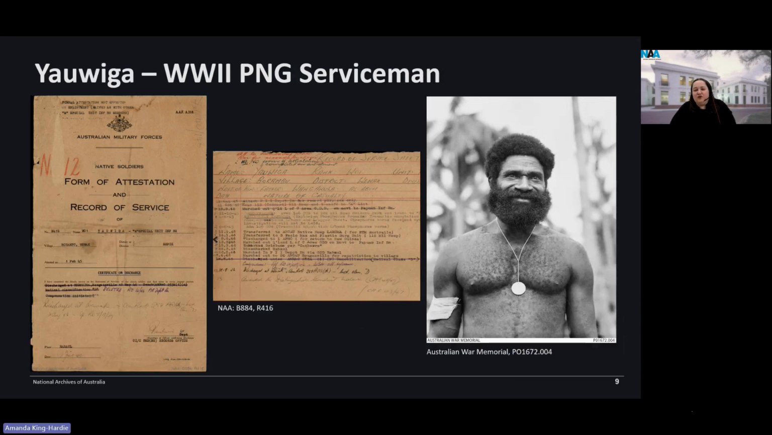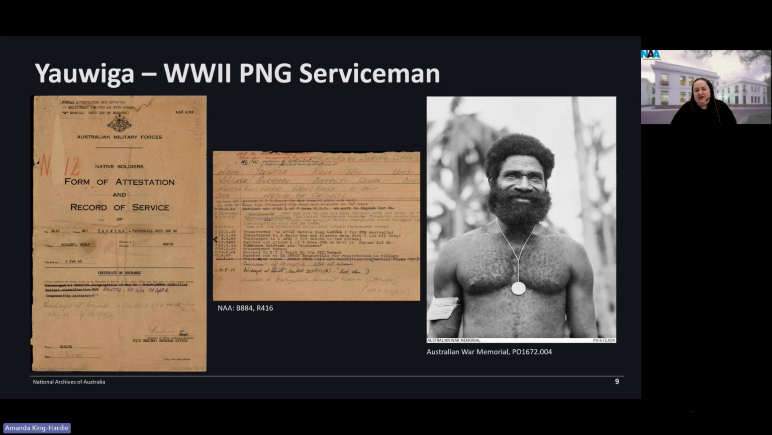The second person I'm going to talk to you about today is a PNG serviceman named Yowiga. Within the World War II service records held by the National Archives are the service records for the Papua New Guinean men who served in the Papuan and New Guinea infantry battalions of the Australian Army. These now digitised records enable us to better understand, remember and reflect on the service and sacrifice of the PNG men who served. One of these servicemen was a PNG man named Yowiga, from the Barambu village near Wewak. My sincere apologies if I am not pronouncing any of these correctly.